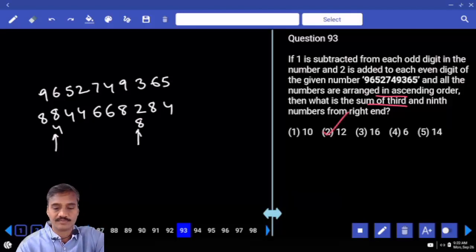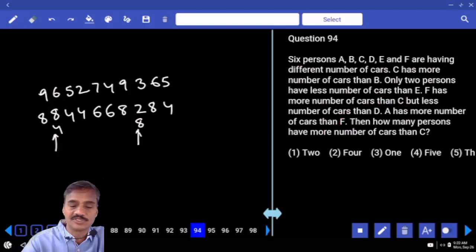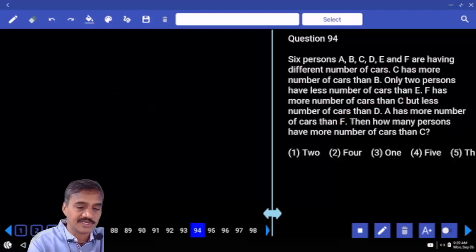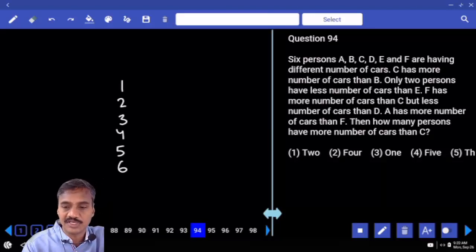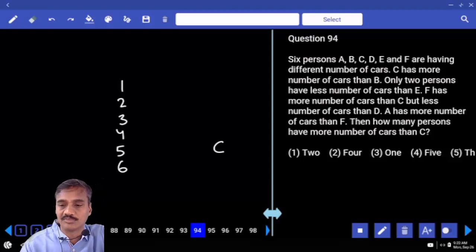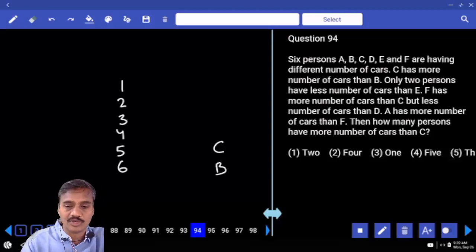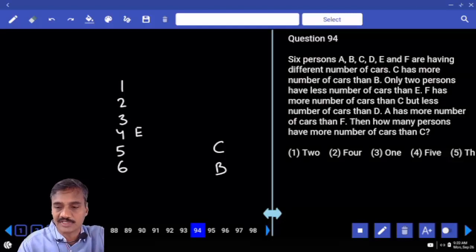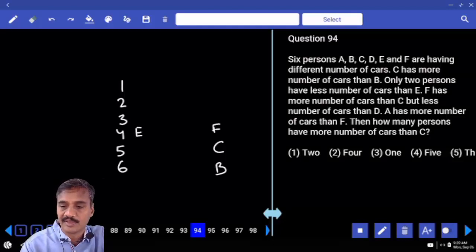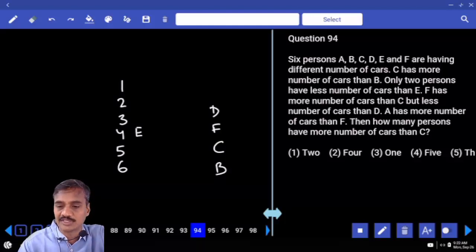Then 94. Now there are some 6 persons, A, B, C, D, E and F. Now these 6 persons are being compared by number of cars. First, C has more number of cars than B, and only 2 have lesser number of cars than E. And F has more number of cars than C, but lesser than D, D, F, C, B. And A has more number of cars than F.